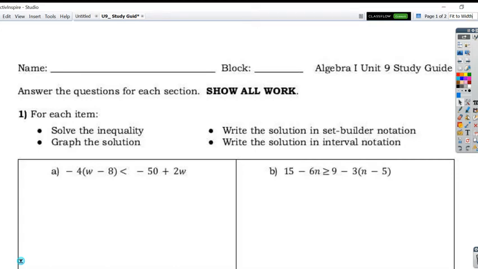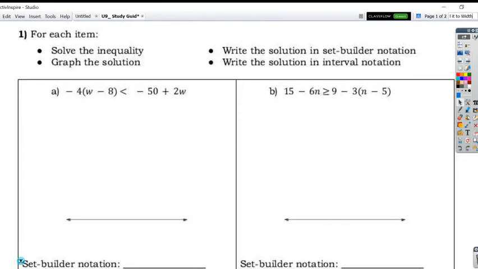Welcome. We're going to be going through the Unit 9 study guide for Algebra 1. The focus is on solving inequalities, being able to graph our solution, and then also writing out the solution in both set builder notation and interval notation. Let's begin. We're going to follow through our solving equations process, but applying that to inequalities.